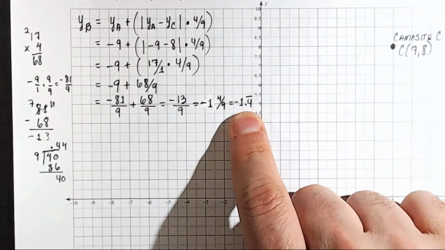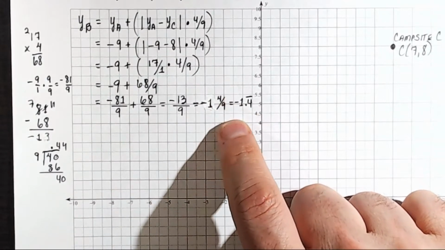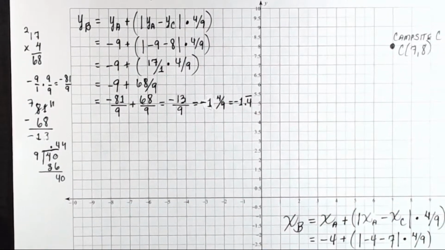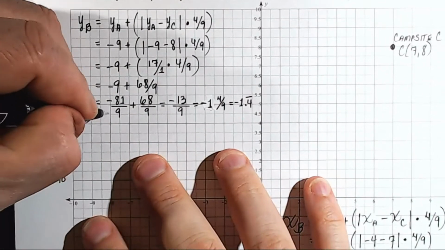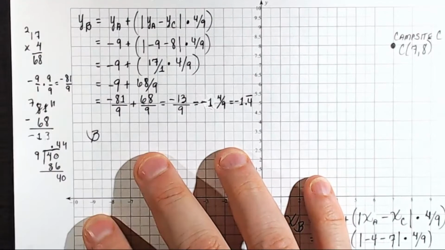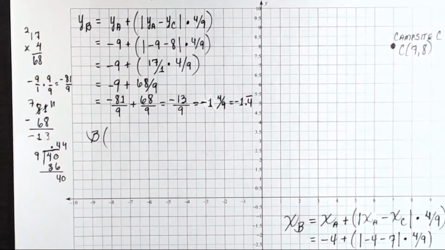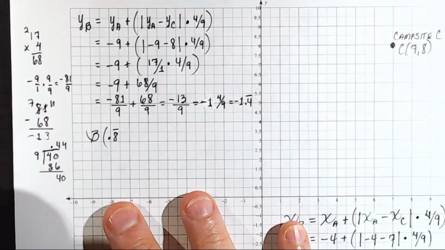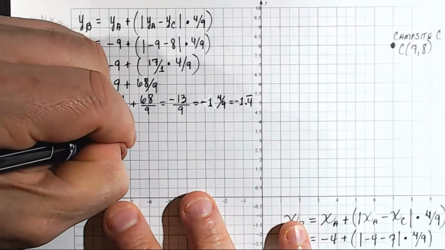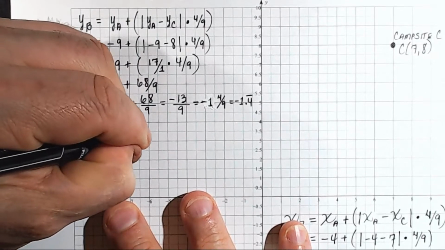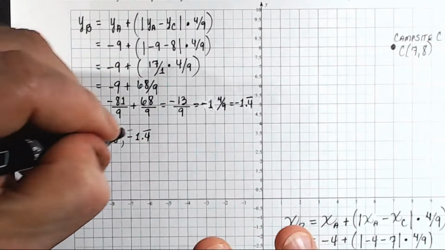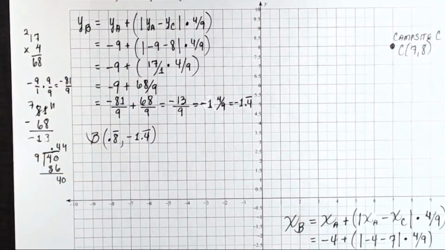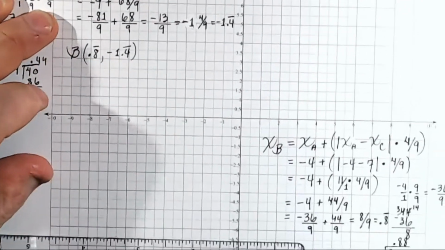So now I've found both the x coordinate, which would be 8 ninths or 0.8 repeating, and the y coordinate, which is negative 1 and 4 ninths or negative 1.4 repeating. And I just have to plot those 2 points. So what I'm going to plot now is point B at 0.8 repeating, comma, negative 1.4 repeating. That would be campsite B, and that's where the picnic tables are. So let's go find those coordinates.